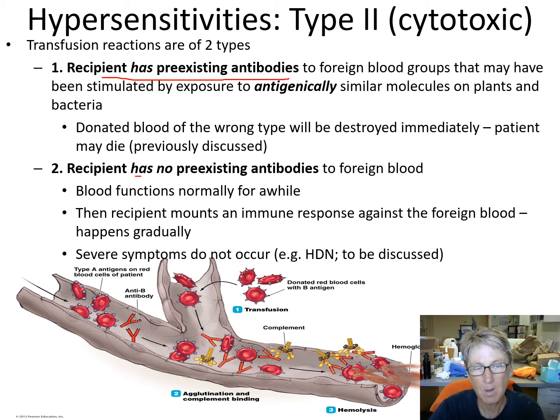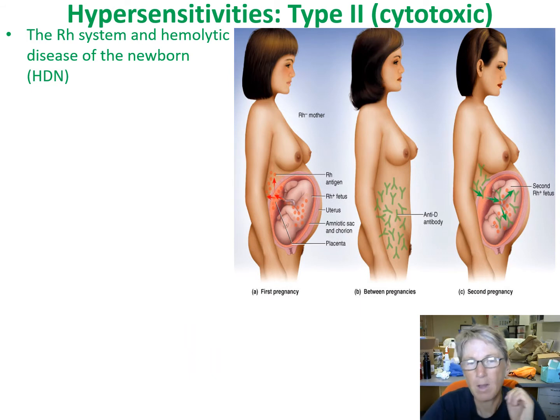Or the recipient has no pre-existing antibodies to the foreign blood, and the blood functions normally for a while, but then the recipient mounts an immune response against the foreign blood. It happens gradually, and severe symptoms do not occur, but there are symptoms. All right, another classic case of a hypersensitivity type 2 reaction.